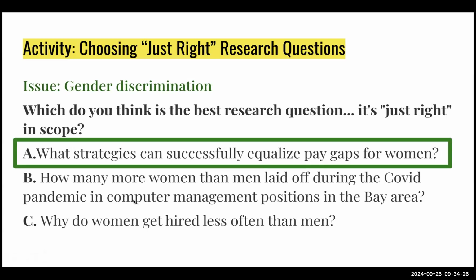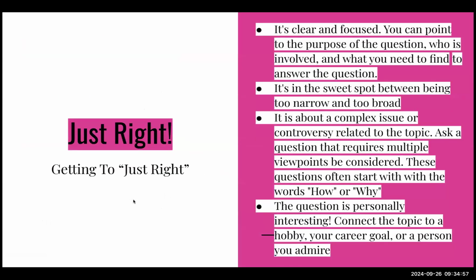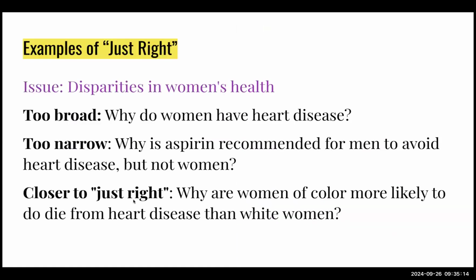And again, you can use chat or mic. Why is it A? What makes A the better research question? I mean, we all agreed, but now we have to explain ourselves. So what about A makes it just right for research? Again, think about what we talked about. Let me go back. This is what just right looks like. Pause for effect. Okay, so why A?